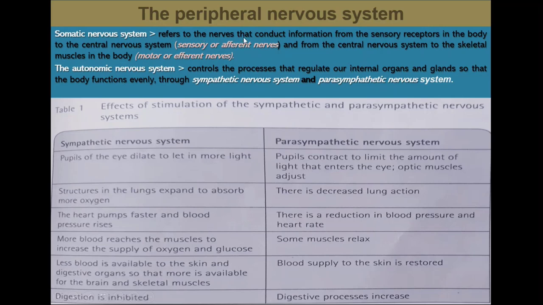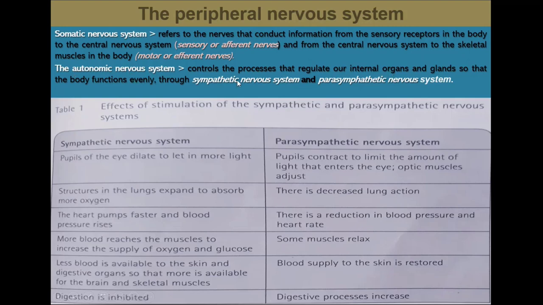The somatic nervous system refers to the nerves that conduct information from the sensory receptors. Remember, sensory receptors are the first contact of information. You receive information through sensory receptors in the body to the central nervous system, via the sensory and afferent nerves. And from the central nervous system, that is the brain and spinal cord, to the skeletal muscles in the body, through motor nerves.